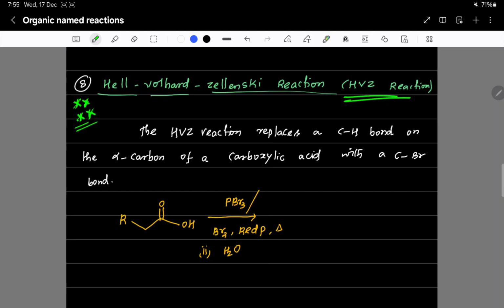Now look, student. The HVZ reaction replaces a C-H bond on the alpha carbon of a carboxylic acid with a C-Br bond. In this particular reaction, this is our functional group, and the carbon beside this functional group is the alpha carbon, right? This alpha carbon contains alpha hydrogen, and this alpha hydrogen is replaced by bromine. So in this reaction we will get alpha bromo acids, alpha halo carboxylic acids, right?